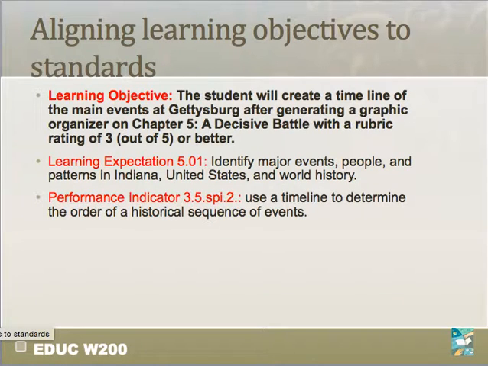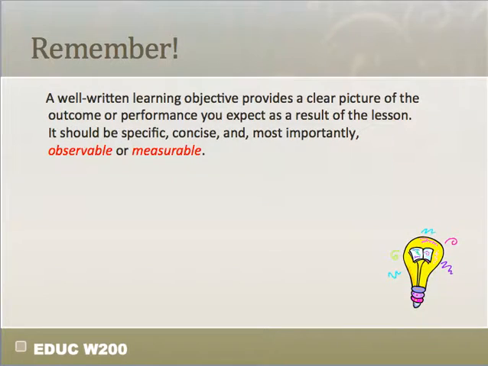Okay, so aligning learning objectives to standards. Here's another example of that same learning objective, and here were the standards that we took out. So identifying major events. Gettysburg would be a major event that happened, and then using a timeline. After they do their graphic organizer, they will create a timeline. So both of those standards are being addressed by this particular learning objective. And remember that a well-written learning objective always provides a clear picture, and the biggest key point should be that they are observable or measurable.